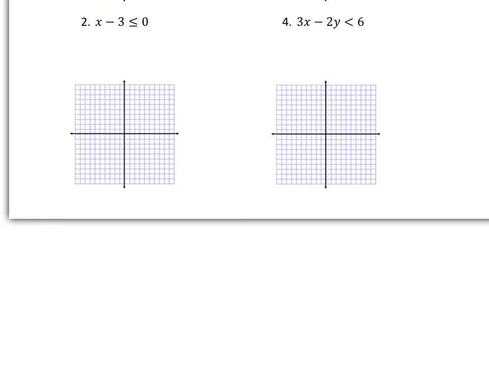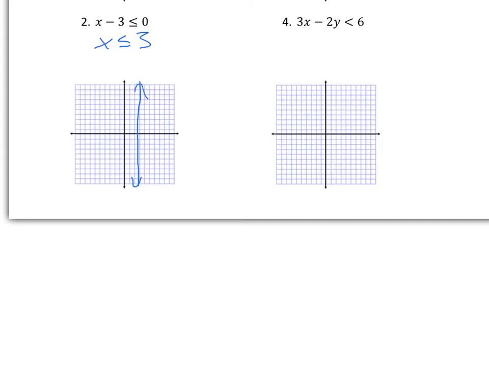Number 3, x minus 3 is less than or equal to 0. So I've got x is less than or equal to positive 3. Alright, so remember x equals 3. That graph is at x equals 3. It's a vertical line. That's supposed to be on 3 the whole time. I know it's not. I apologize.